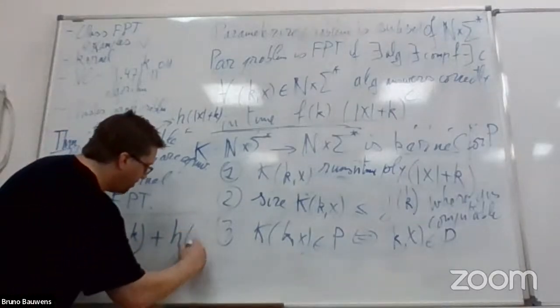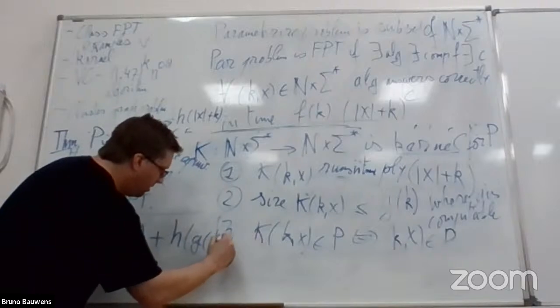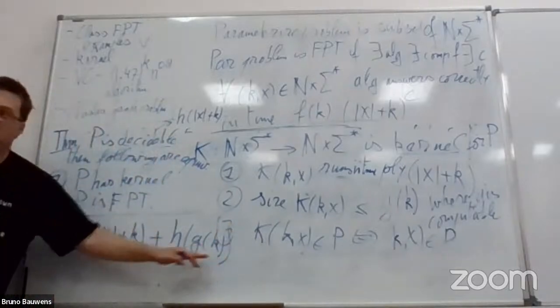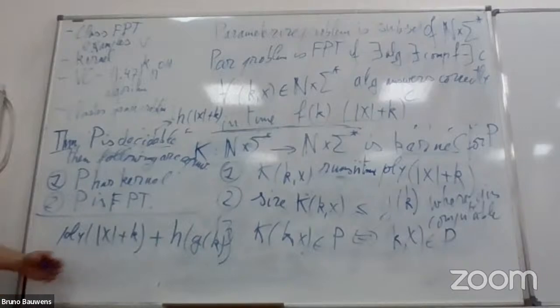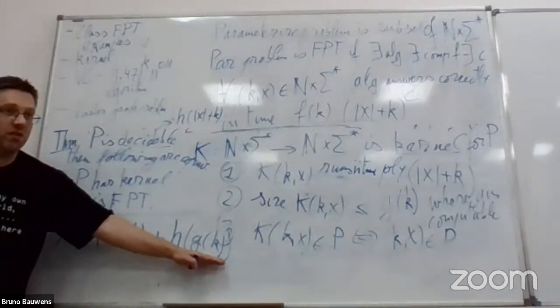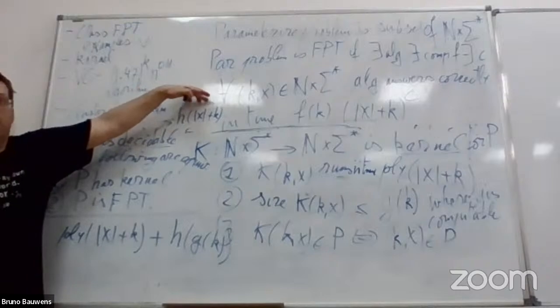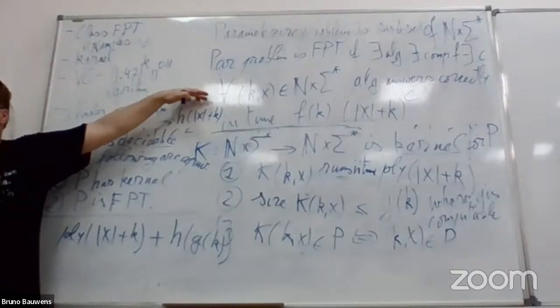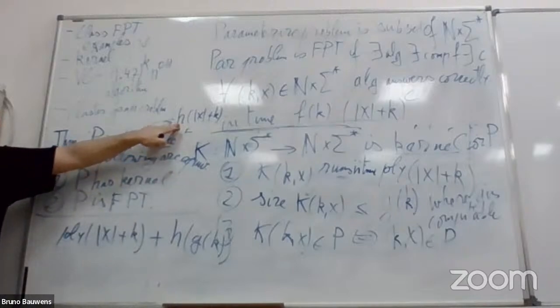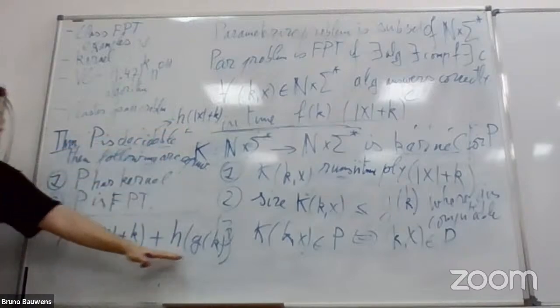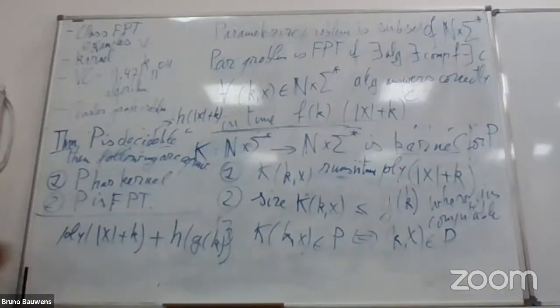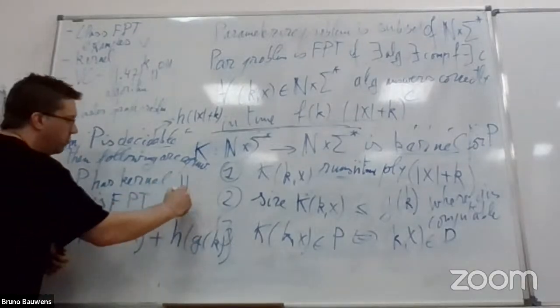And then the runtime will be bounded by h of g of k, because we run the decision procedure on outputs of the kernel, and the kernel is bounded by g of k. If we have a monotone function on the instance size, here I assume h is non-decreasing, then this is the correct bound, up to some polynomials. Okay, so we just proved that one direction is okay. Now we need to prove the other direction.